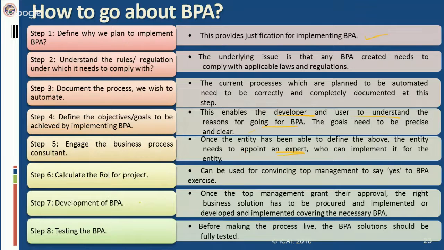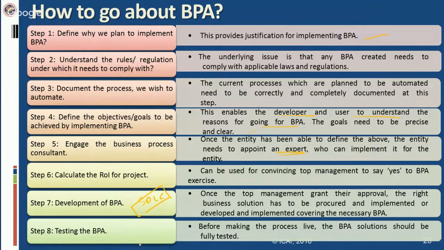Then comes the development of BPA. Once top management grants approval, the right business solution has to be procured and implemented or developed. Here the SDLC part will come, wherein it will be decided how to prepare a particular business process, whether it is readily available in the market to procure, to customize, or to develop altogether. And lastly, step 8, the testing of BPA. Before making the process live, the BPA solution should be fully tested.